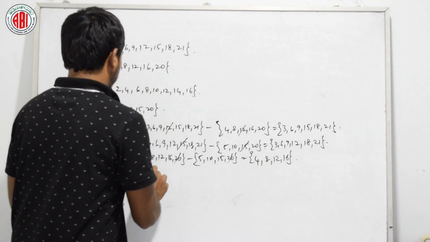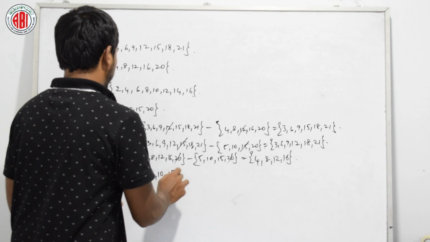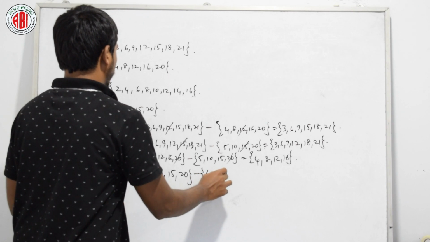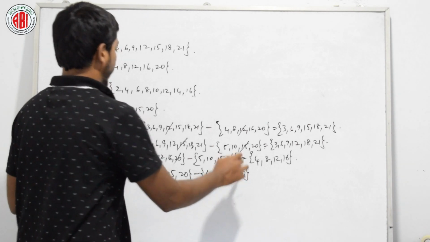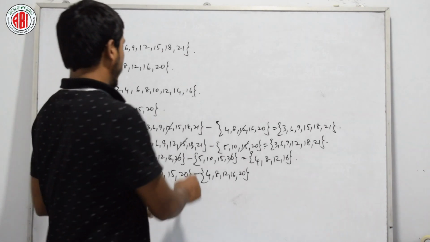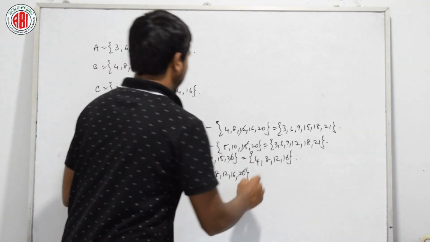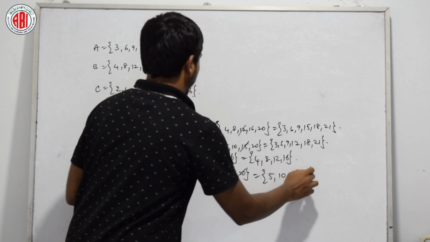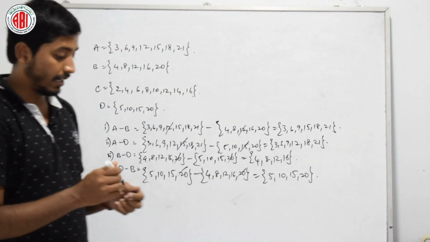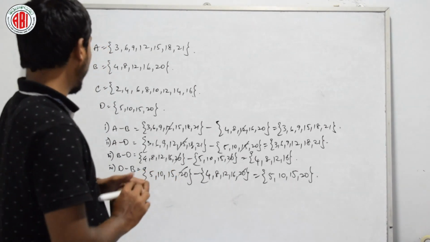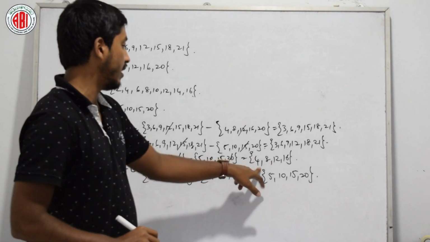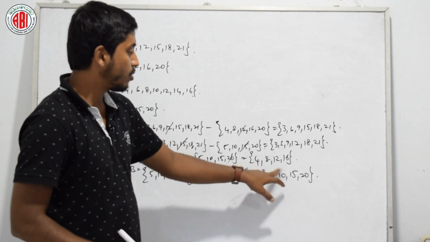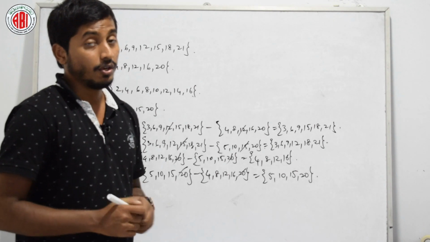What is D? 5, 10, 15 and 20 minus B, which is 4, 8, 12, 16 and 20. What are common elements here? 20, 20 get cancelled. I will get here 5, 10, 15, 20. Is it clear? How did we do that? Similarly, if you observe one more thing, this is B minus D and this is D minus B. Are there any similar elements between these two terms? Do we have? No, we don't have.